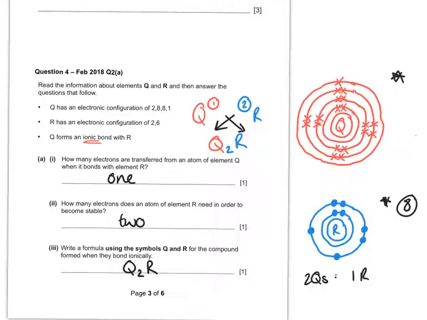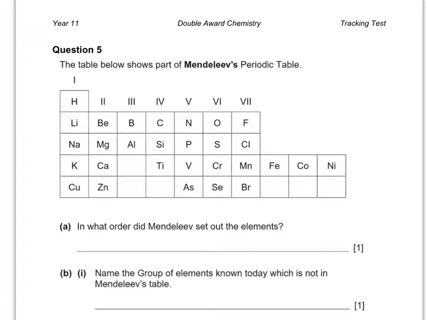Q2 for 1 R. So essentially Q2 R1, but then we ignore the 1. So that's where we get our working out for that. Question 5 was back to the history of the periodic table.